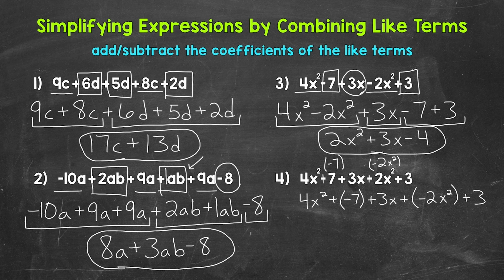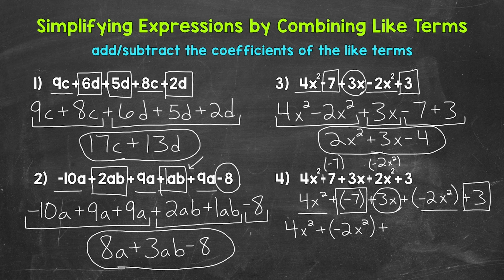Now we can identify any like terms. We have 4x squared and negative 2x squared. Then we have negative 7 and 3, and then 3x. Now let's rewrite this expression with the like terms next to each other. So we have 4x squared plus negative 2x squared plus 3x plus negative 7 plus 3.